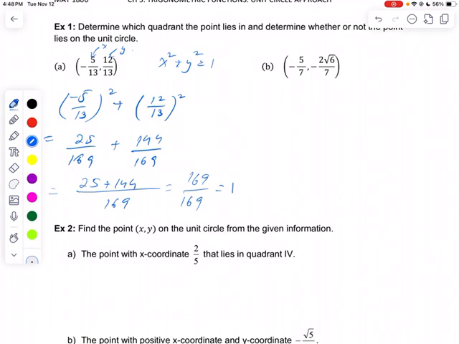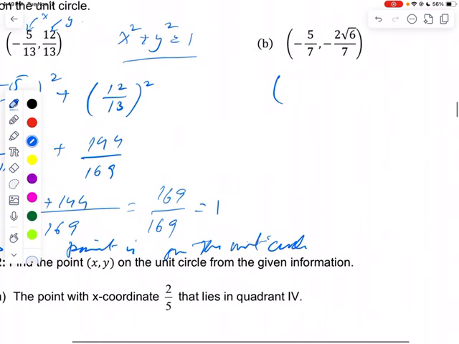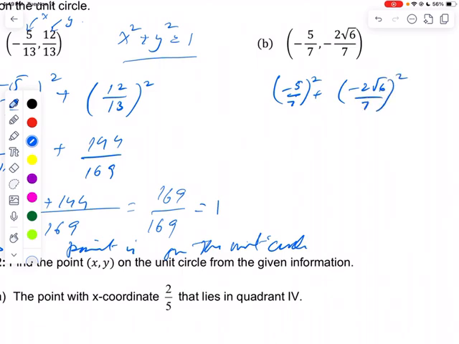So what does that mean? Yes, this point is on the unit circle. So this is how you do that. Now for the second one, again you plug into this equation. We start by finding (negative 5 over 7) whole squared plus (negative 2 times square root of 6 over 7) whole squared.